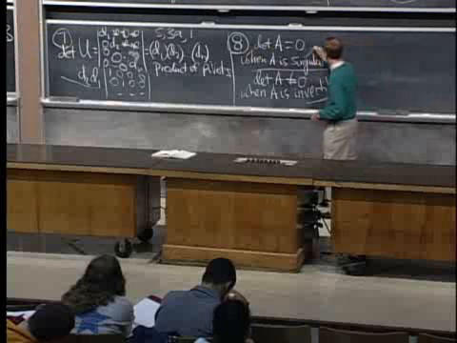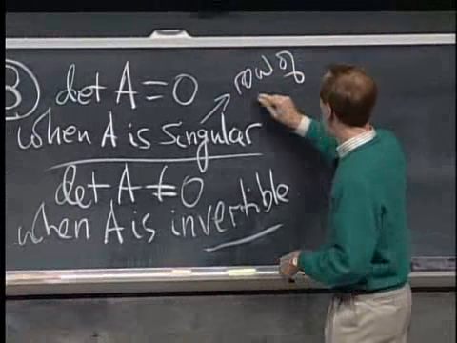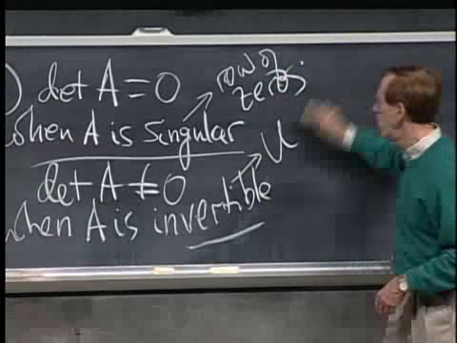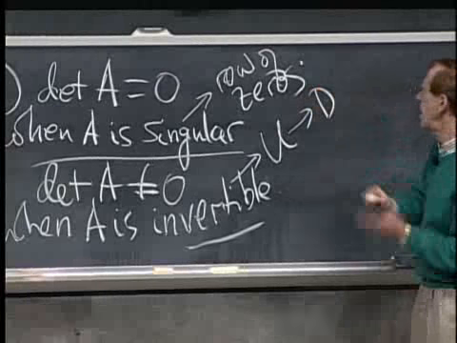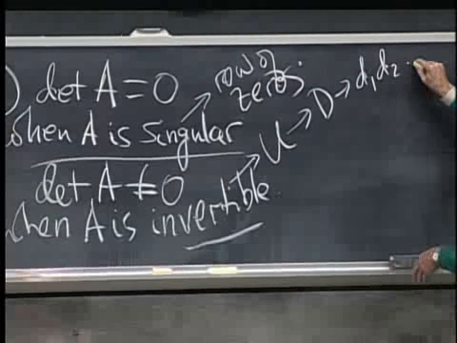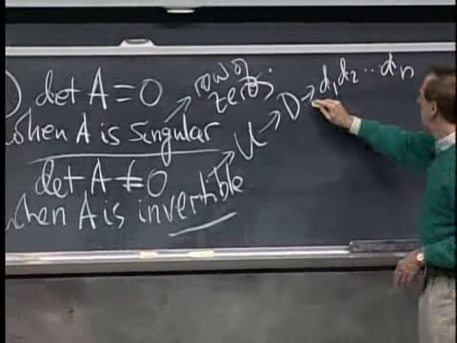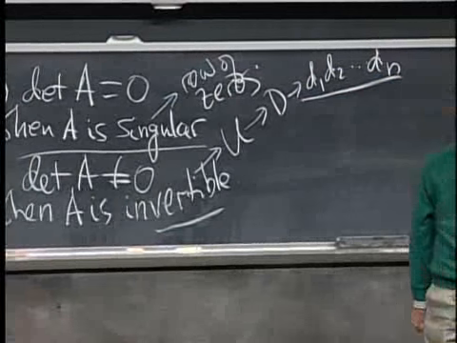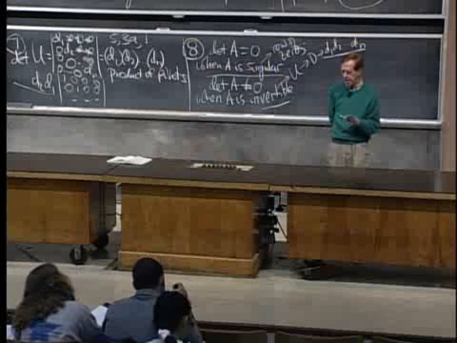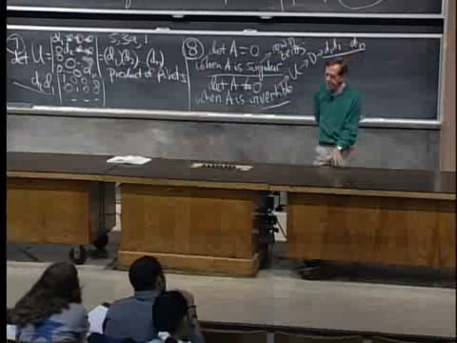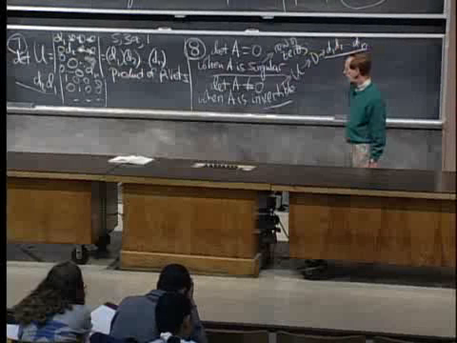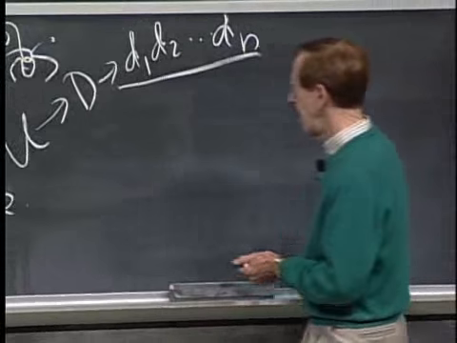If it's singular, I go to a row of zeros. If it's invertible, I go to U, and then to the diagonal D, and then to D1, D2, up to Dn, as the formula. So we have a formula now. We have a formula for the determinant, and it's actually a very much more practical formula than the AD minus BC formula. Is it correct? Let's just check that.